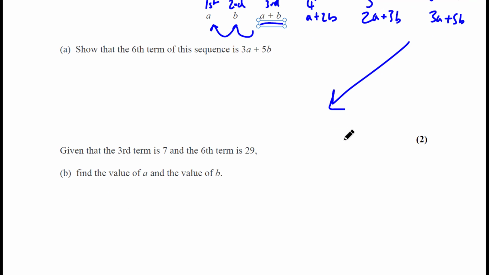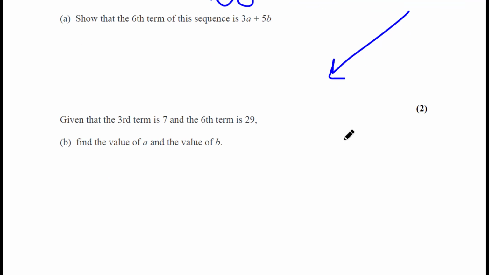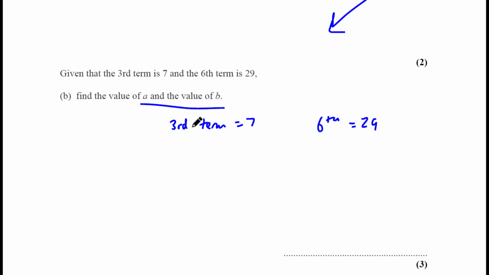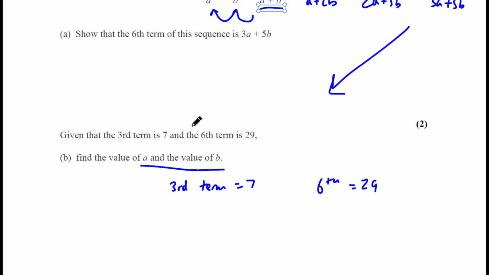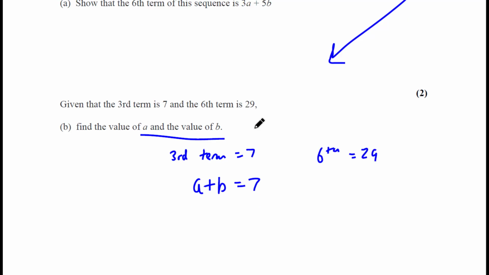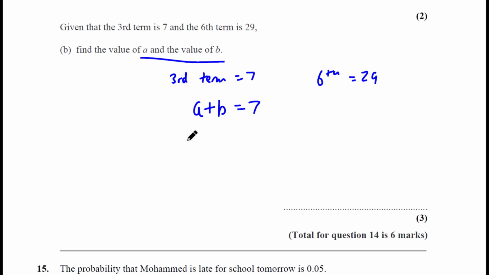Right, now here's a bit of problem solving here. Given that the third term is 7 and the sixth term equals 29, find the value of a and b. Well, if you look up here, the third term is a plus b. So this is your application skills, and we know that equals 7. Now the sixth term, we've said it's 3a plus 5b equals 29. Now can you see that's a simultaneous equation?